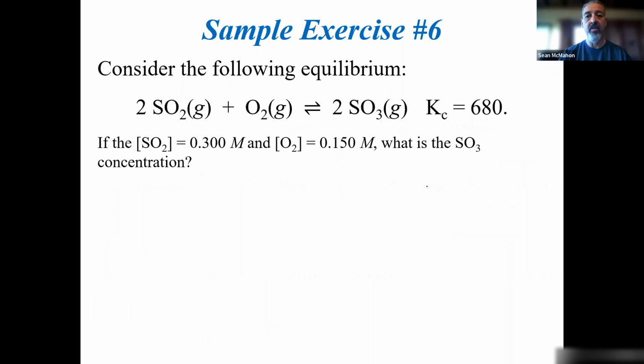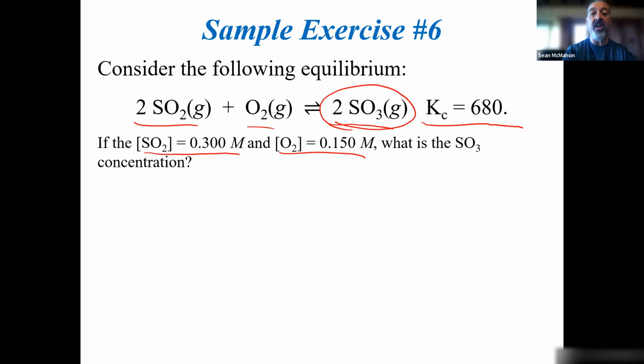So now we're going to look at the following equilibrium. 2 sulfur dioxide, 1 oxygen produce 2 sulfur trioxides. But now you're given the K, and the K is 680. So they're saying, what if the sulfur dioxide concentration was 0.3 and the oxygen was 0.15? Can I figure out the concentration at equilibrium for the sulfur trioxide product? And of course, you can.